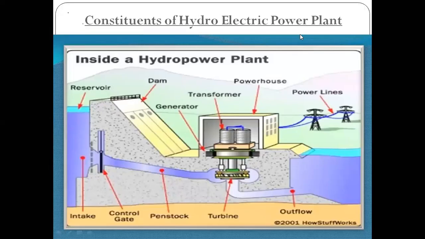So this is another constituent layout of the hydroelectric power plant with another picture. Now all the things are the same. We have intake, we have control gates, again we have a penstock, we have a turbine, outflow, power lines, powerhouse, transformer, generator, dam, and reservoir. So you can say that these are the main parts of any hydroelectric power station. By combining all these parts, you can get a hydroelectric station in which hydro energy can be converted into electrical energy.